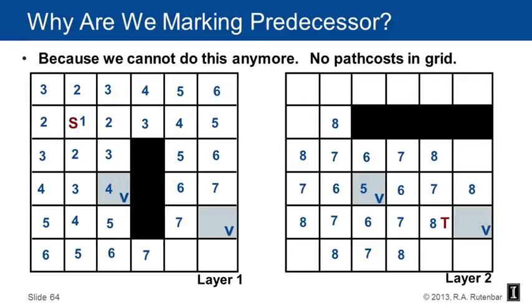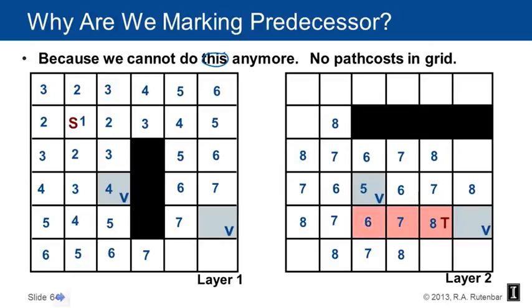Now, why are we marking the predecessor? Because I can't do this anymore. This is an old example, the 6x6 layer 1, layer 2 example: source in layer 1 at the upper left, target in layer 2 at the bottom right, 2 vias in the middle of the grid and the right of the grid, a vertical band of blockage on layer 1, a horizontal band of blockage on layer 2. This is the expansion that we did. And here's the nice animation of what I can't do anymore.